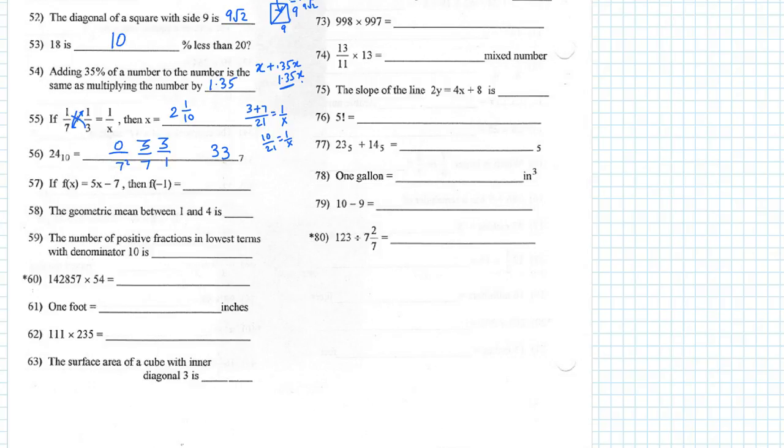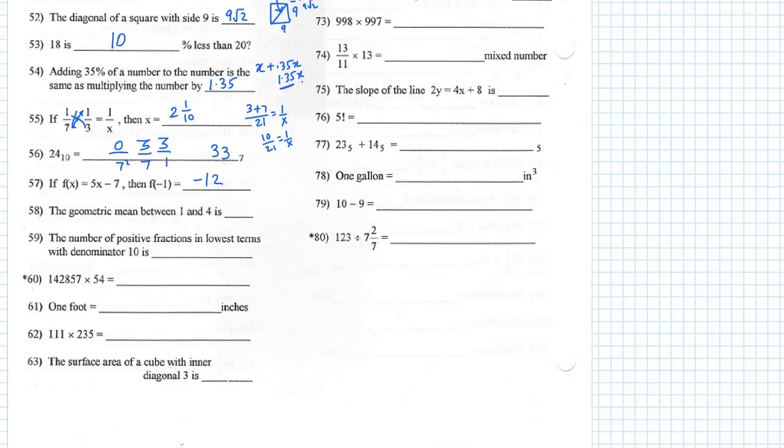Question 57. If f of x is equal to 5x minus 7, then f of minus 1 is equal to what? So in this case, we simply substitute the value of x as minus 1. So 5 times minus 1 is minus 5. So minus 5 minus 7 is minus 12.